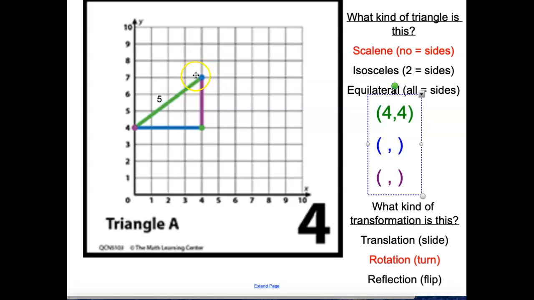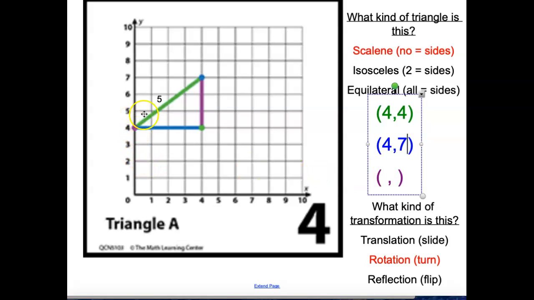Now let's try our blue point. Starting at 0, how many spaces over and how many spaces up do you need to move to get to the blue point? Pause the video and start it again when you're ready with your answer. If you said 4, 7, you are correct.